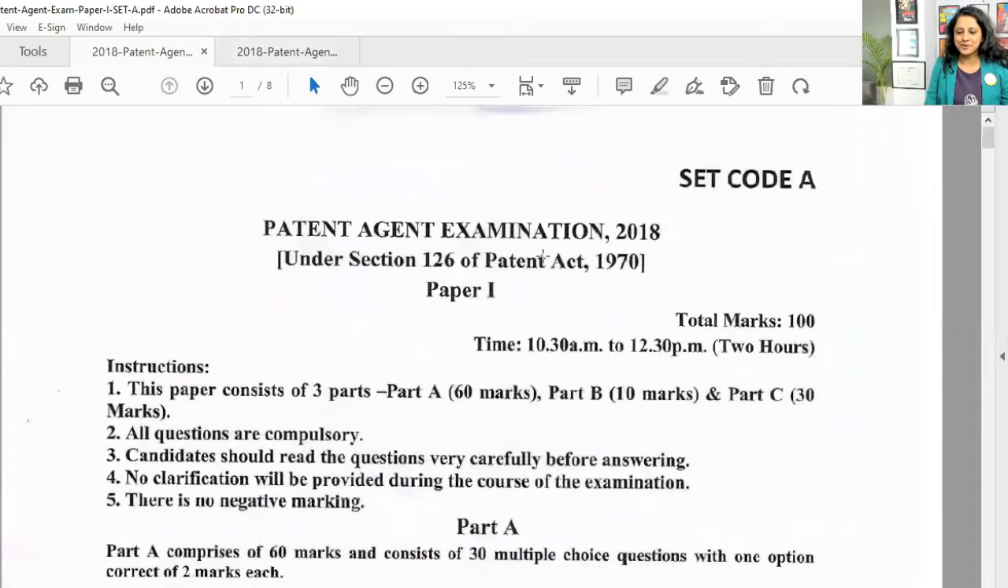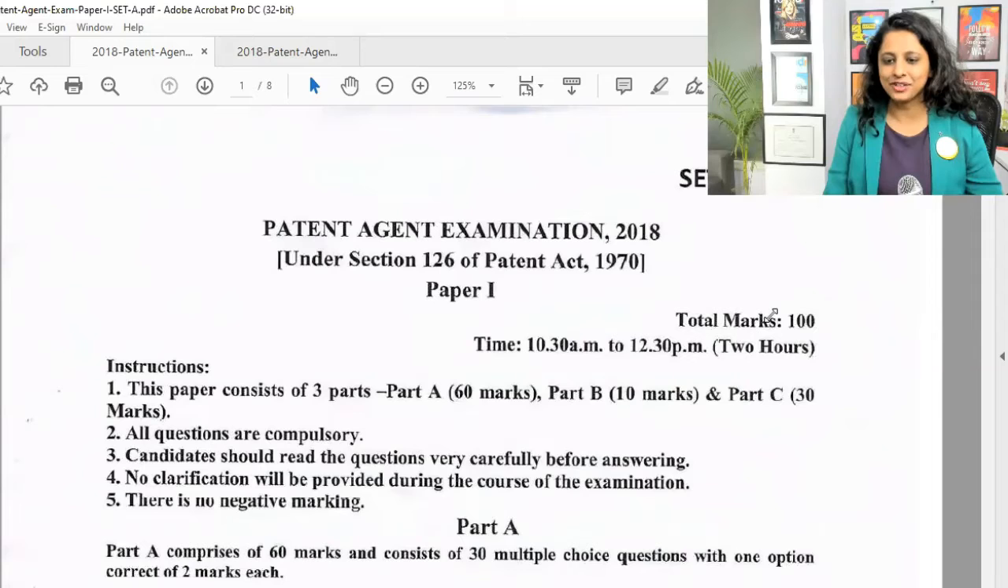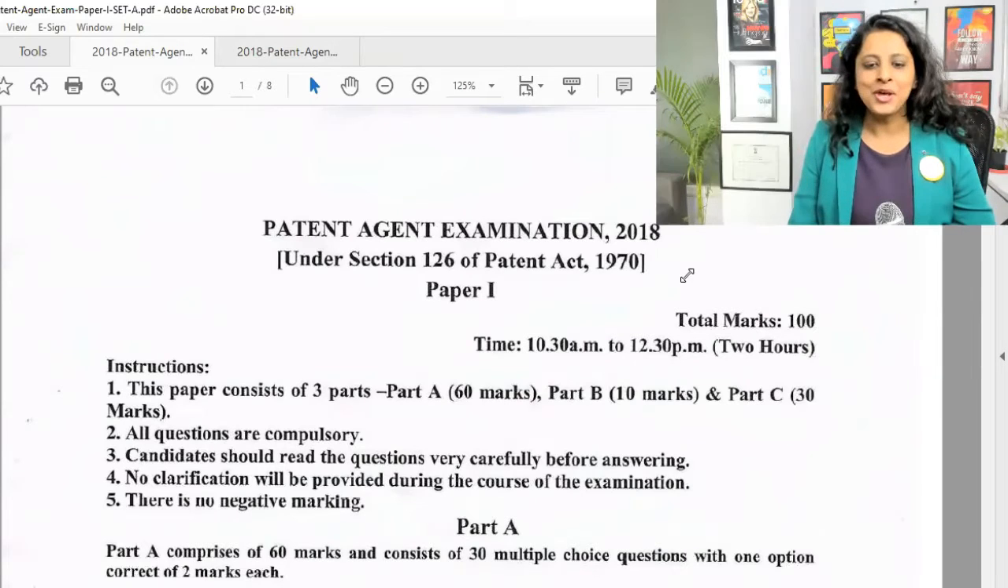So there are two papers, paper 1 and paper 2. I'm sharing my screen with you. Let's talk about the pattern in detail. So on the screen, I'm sharing paper 1.